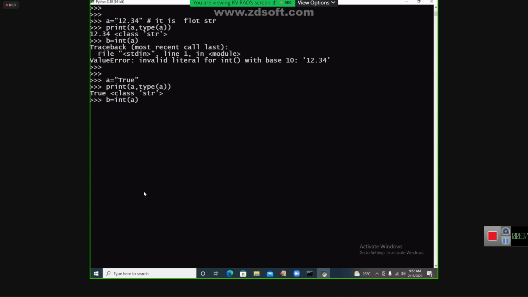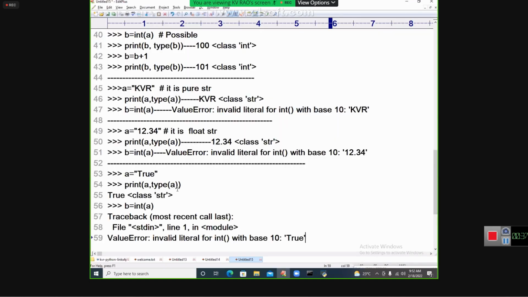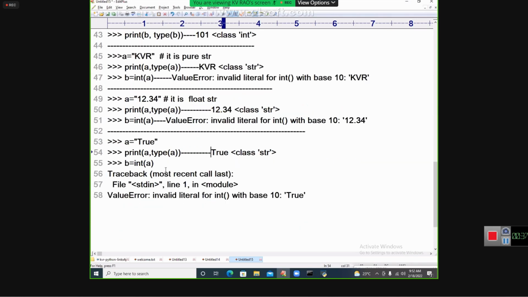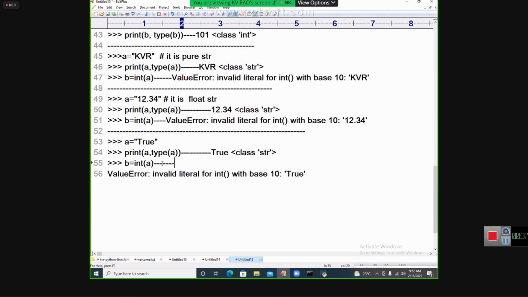b is int of a. When anything is enclosed within double quotes, other than a numerical value, it is treated as a pure string only. See that error. This also is not possible to convert. See how many examples I am covering, my dear students. Why am I covering this? Because tomorrow if you write any written test, you should become the number one person in selecting the written test.